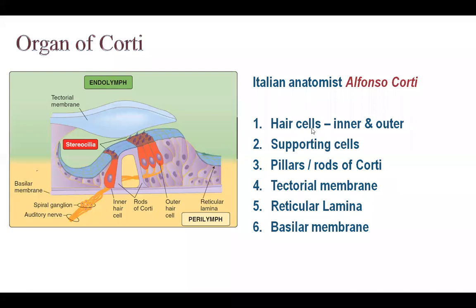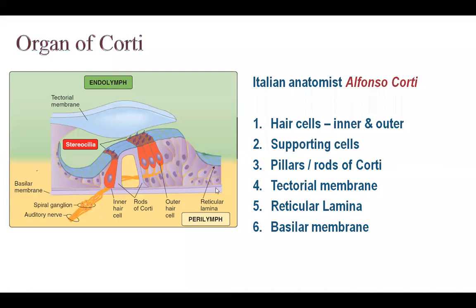It consists of hair cells. These are inner hair cells and these are outer hair cells. It has supporting cells nearby. These are the pillars or rods of Corti. They form the most important anchorage system. This gelatinous acellular structure is known as the tectorial membrane. You see this blue structure? This is known as the reticular lamina. And this one, on which the hair cells and the other supporting cells lie, is known as the basilar membrane.